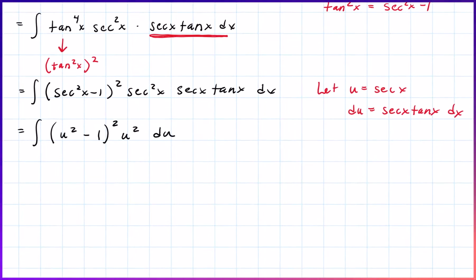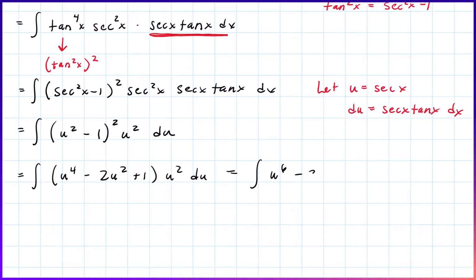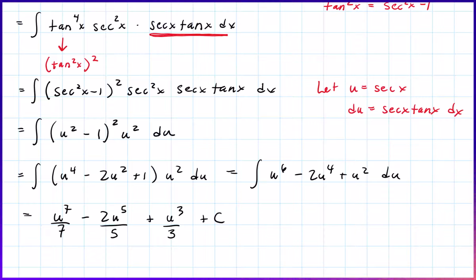Now, once again, I'm in a spot where I just have a polynomial in u. I need to expand it, and then I can integrate. So this becomes u to the fourth minus 2u squared plus 1 times u squared du. Keep expanding, so I get u to the sixth minus 2u to the fourth plus u squared du. And then integrate, I get u to the seventh over 7 minus 2u to the fifth over 5 plus u cubed over 3 plus my integration constant.